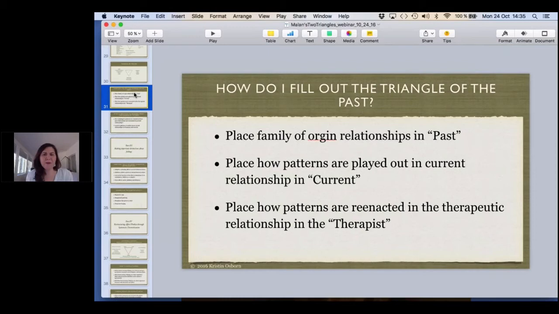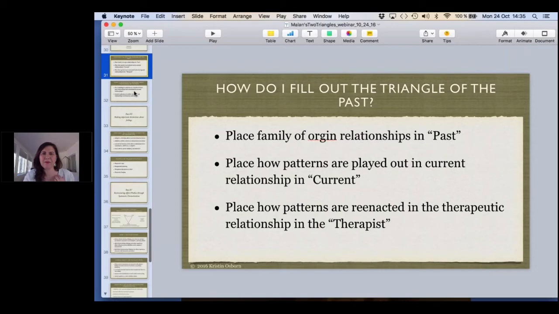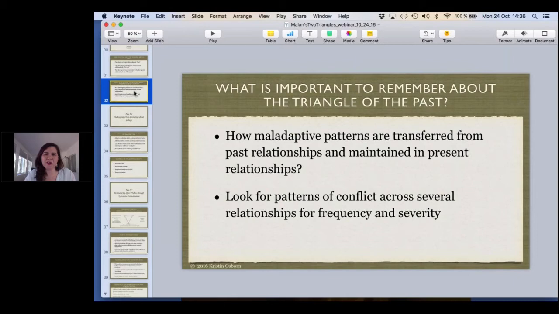Simply put, family of origin relationships go in the past, current relationships go in the current, and you and anyone else who acts as a therapist in their life go under the therapist. It's important to remember that maladaptive patterns that start in childhood are transferred into present relationships, and also into the relationship with the therapist. So you're looking for those patterns.